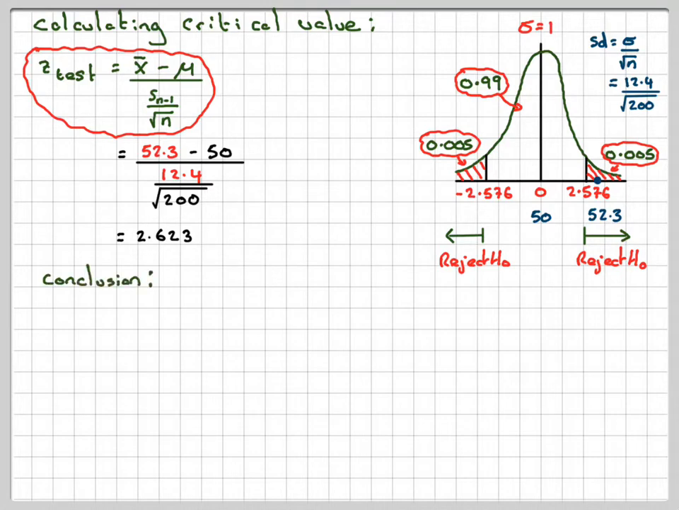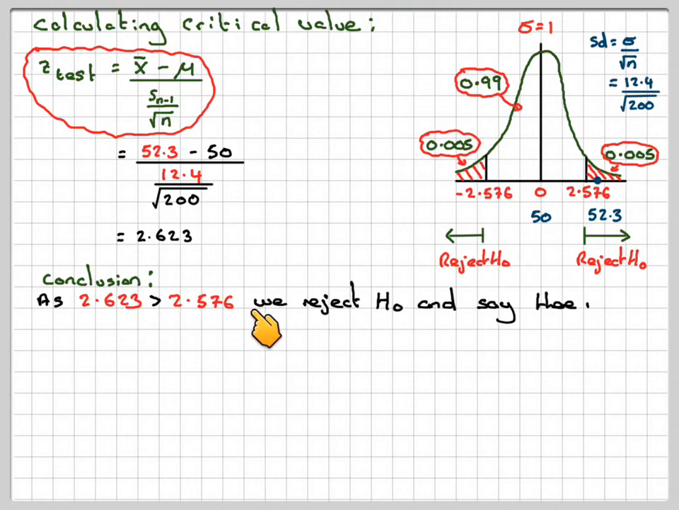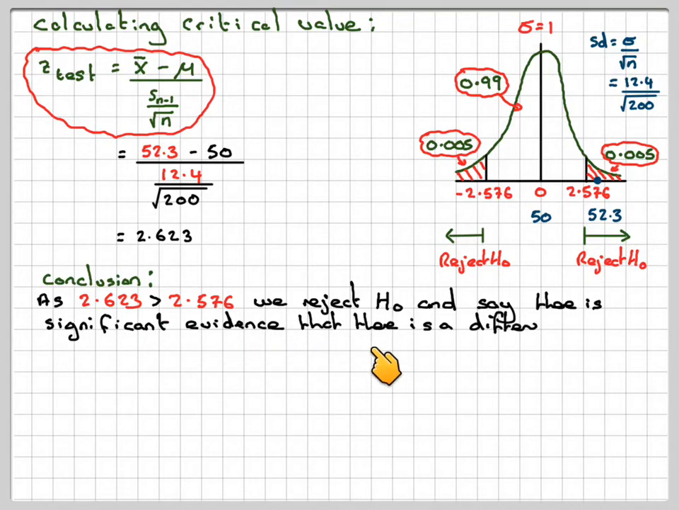So the conclusion is going to be, as 2.623 is bigger than 2.576, we reject H0 and say there is significant evidence that there is a difference in the population mean. Okay, there is a difference in the population mean.